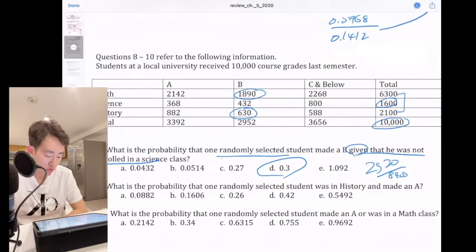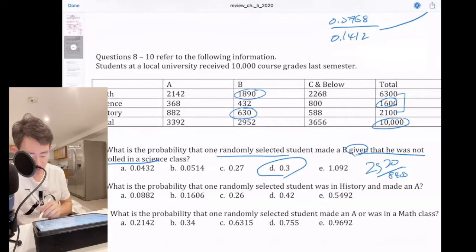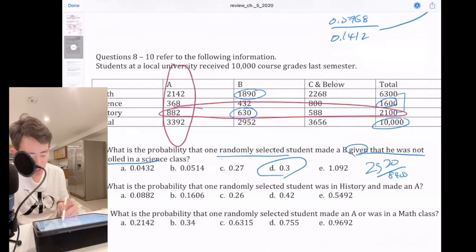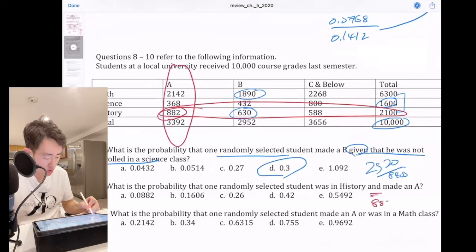What is the probability that one randomly selected student was in history and made A? So was in history and made A means you just have to circle the A's, circle the history, and there's my overlap because we're talking about "and." So that's 882 out of the total 10,000.